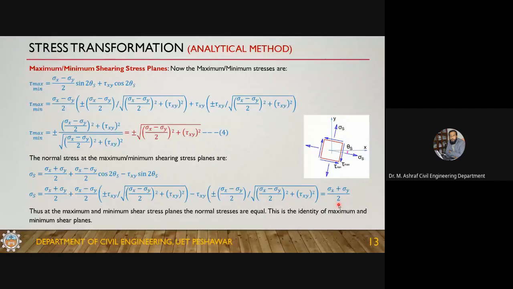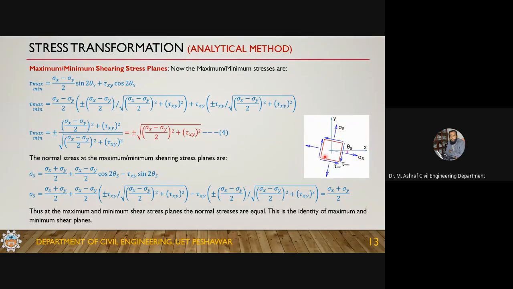This is one thing. And on both the minimum and maximum planes, the normal components are the same. Since you got the same value for both plus and minus, you got the same value σs. So on this plane this is σs, and on this plane this is also σs. Again, σs means this is the normal component on the shear plane. S is for shear. Okay, so this is what this is.